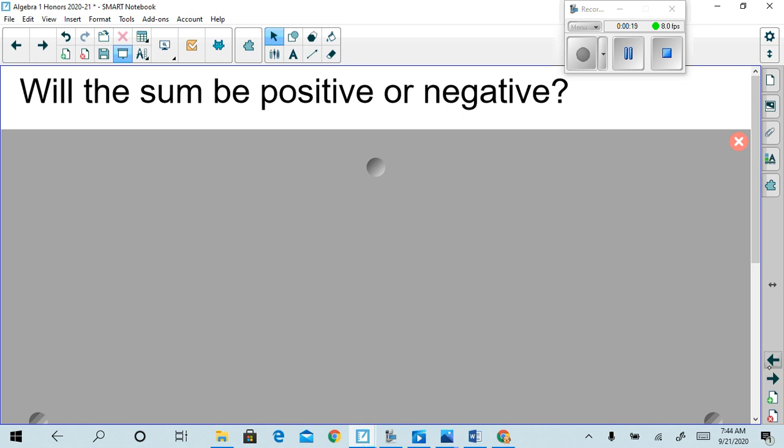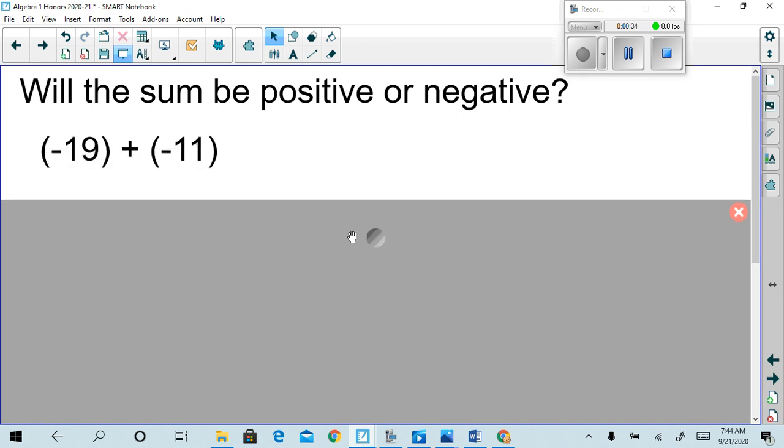Before we do any actual computation, I would like to just look at a series of expressions, and all I want to know is, will the sum be positive or negative? That means you have to go back and look at your rules. When the signs are the same, you know that you keep the sign and just add. So in my first one, I'm looking at a negative sum.